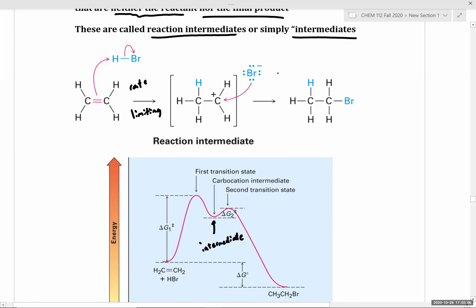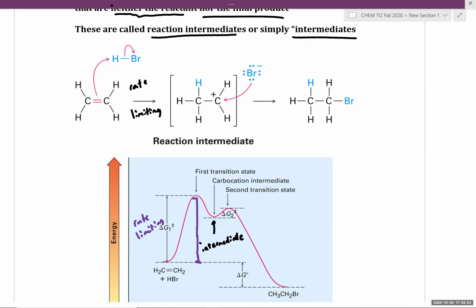Now, what's really important to keep in mind is that for multi-step reactions, you need to be really careful to identify your rate limiting step. And as we discussed last time, the rate limiting step is the step with the largest activation energy. So this first step is rate limiting because this first step has the largest activation energy and the largest activation barrier. So this rate limiting step serves not only to control the overall rate of reaction, but can heavily influence product selectivity.